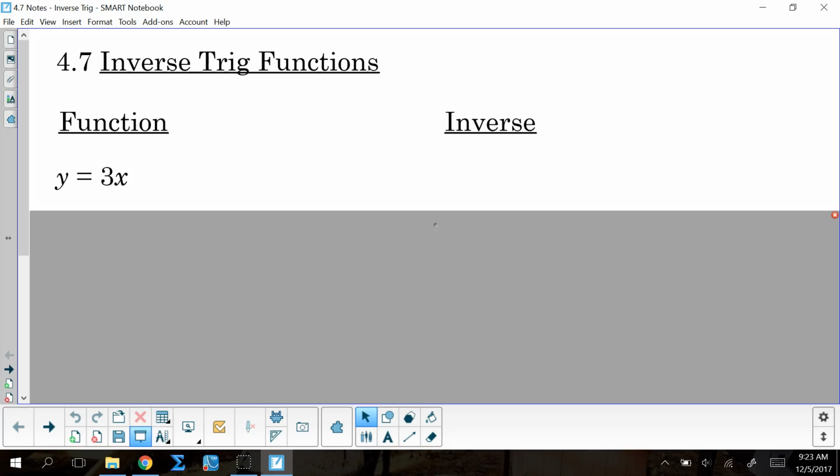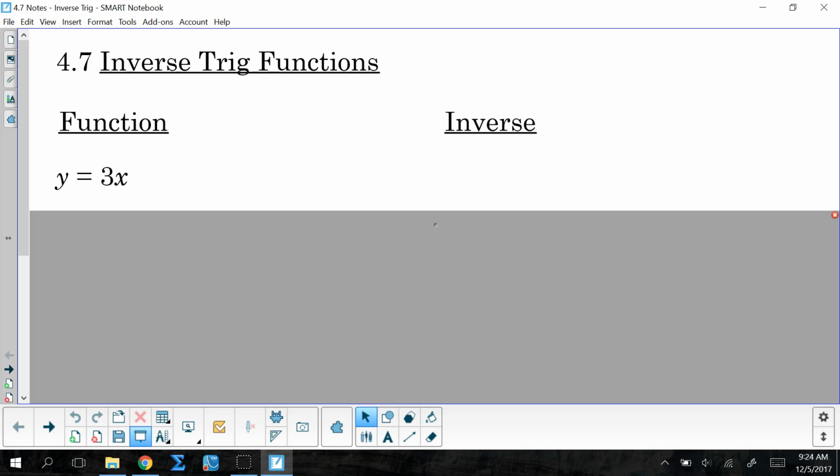Tuesday today, what if I asked you to find me an inverse function? So for instance, our first function is y equals 3x. My question to you is, what is the inverse of that function? Y equals x divided by 3. Okay, how did you come up with that?